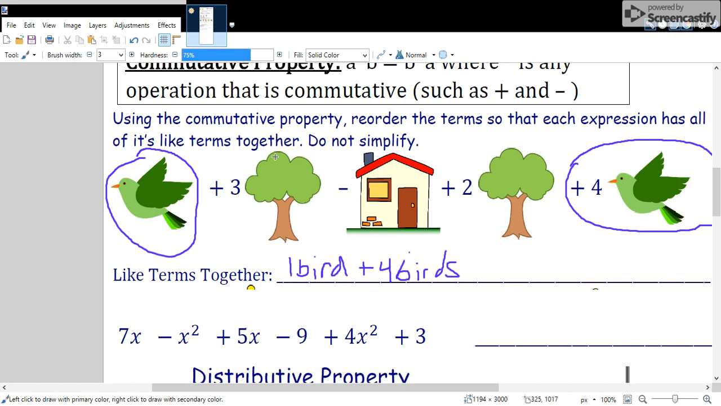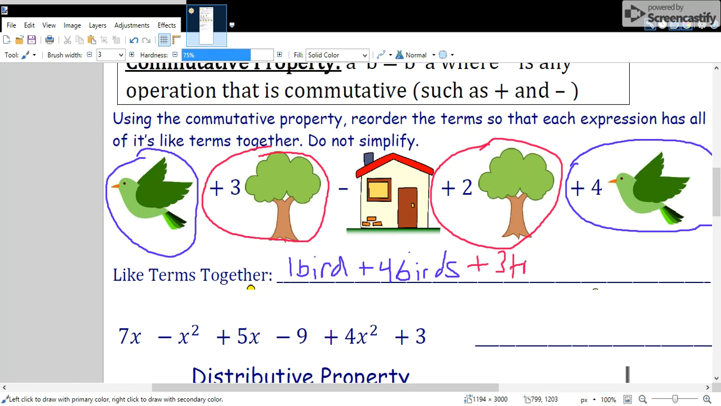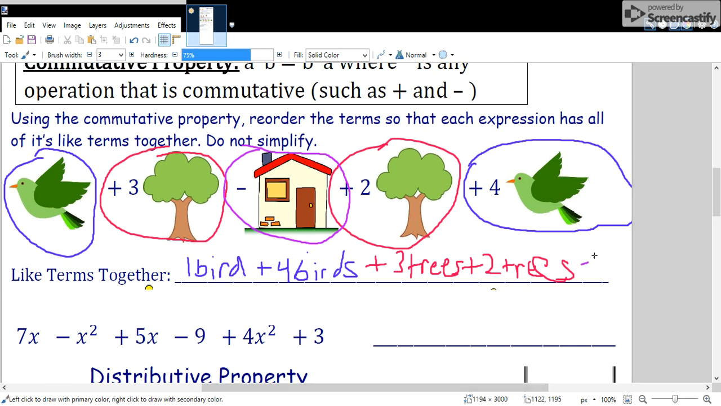Let's circle the trees now. So I have 3 trees plus 2 trees. So we have 3 trees plus 2 trees. And then we have one more thing. We have a house. So we have minus 1 house.